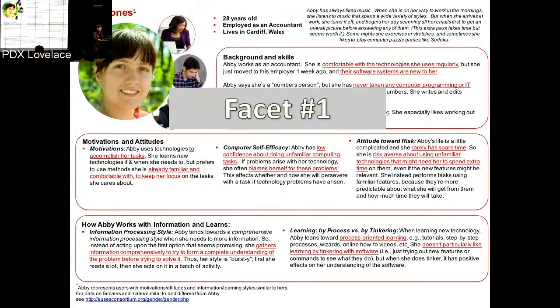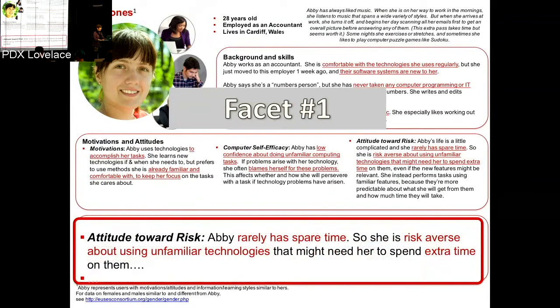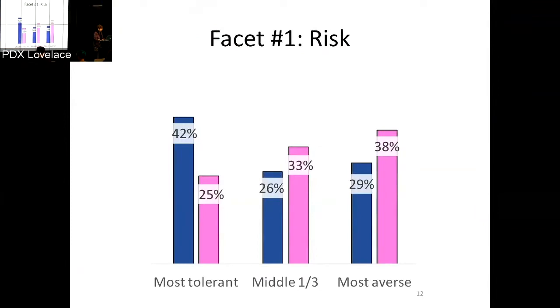So let's look at one of these cognitive facets. Attitude toward risk. Abby rarely has spare time. So she is risk averse about using unfamiliar technologies that might need her to spend extra time on them. She's just trying to get her work done. She doesn't want to start fiddling around with stuff that might not work. So that's Abby. Let's look at some data.